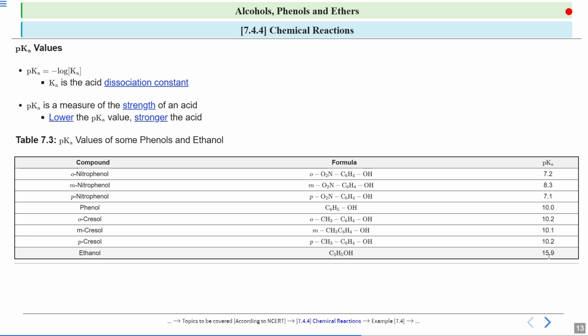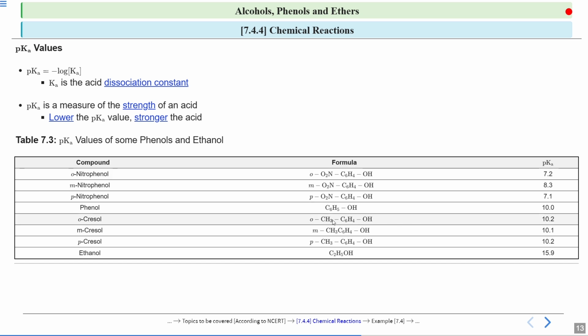So the pKa value of ethanol, that is an alcohol. I said phenols are more acidic than alcohol. So see here, this alcohol, the pKa value is so much high, 15.9. That means if the pKa value is high, it is a weak acid, because lower the pKa value, stronger the acid. In all these three compounds, you will see that your orthonitrophenol is most acidic because it has the lowest pKa value. Okay, I hope this is clear now.